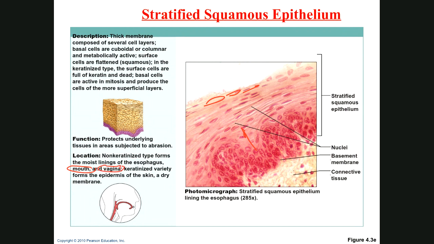The other one would be the surface of the skin, the epidermis of the skin. It's always being scratched, mechanical abrasion. The other one right here is the esophagus, and the esophagus is this tube right here, which brings food from the throat to the stomach. And as the food passes through the tube, it scratches the surface of the tube. So again, any place subject to mechanical abrasion will have stratified squamous epithelium.